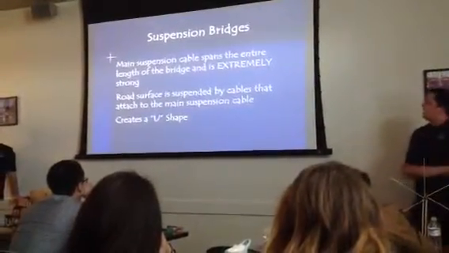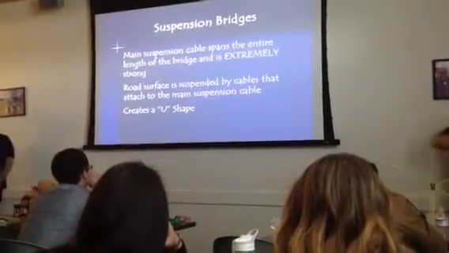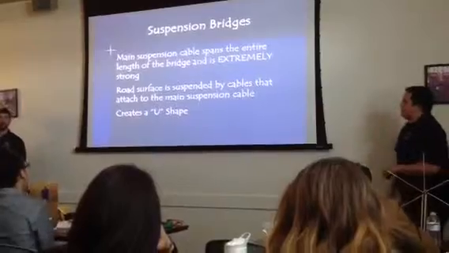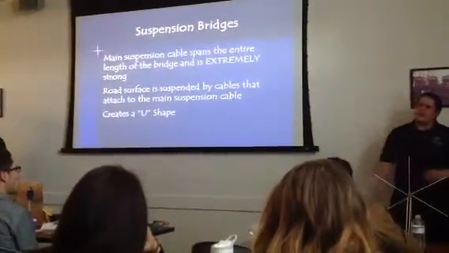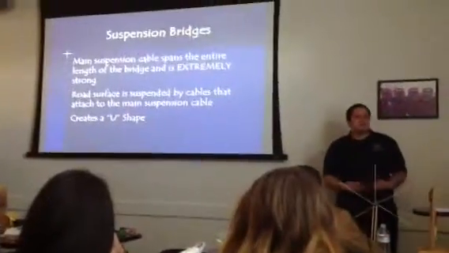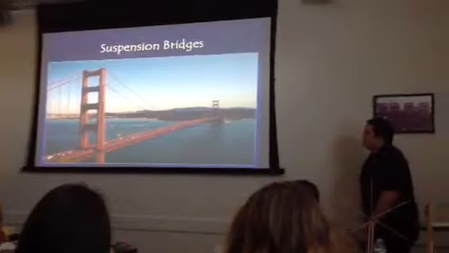So first we have suspension bridge, and the suspension bridge has a main suspension cable that's very, very strong. And from that suspension cable, we have smaller cables that actually attach to the road surface, and this is actually going to create a U-shape. So a good example is the Golden Gate Bridge.